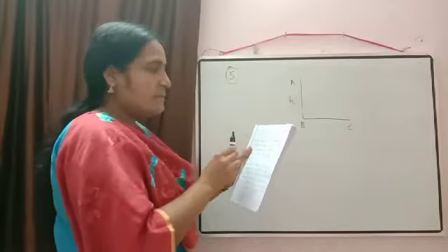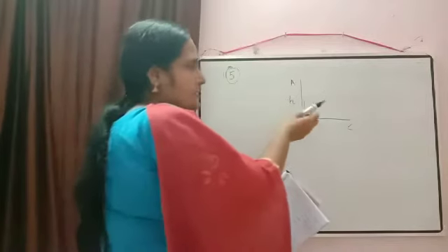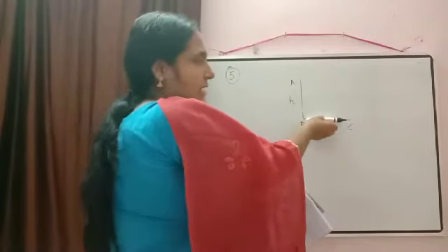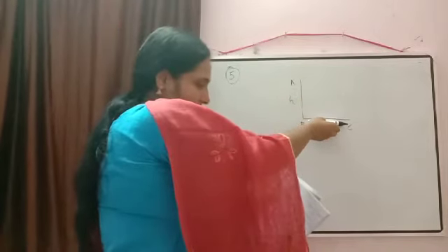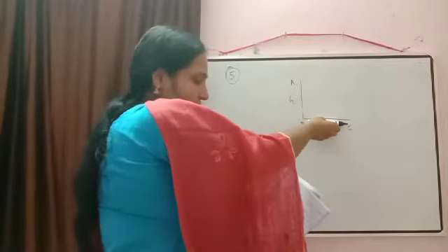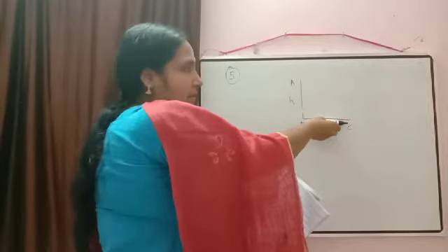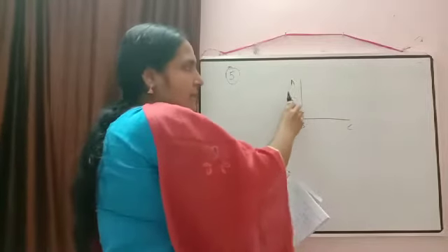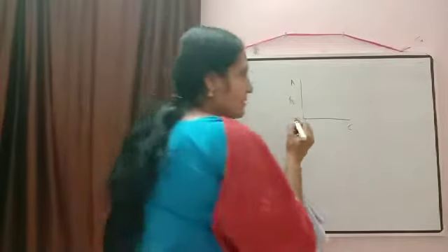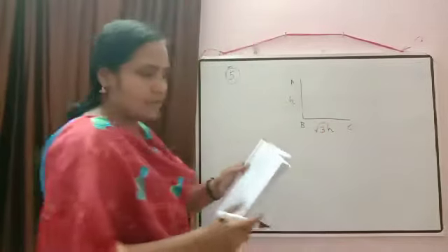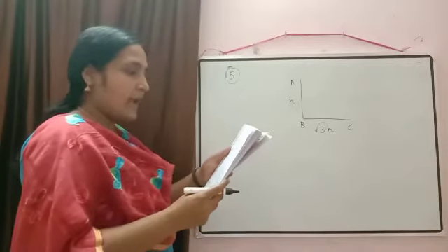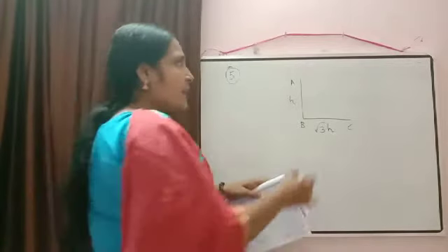The information given is the length of the shadow. This is the shadow which we are getting, the shadow of this tower. The shadow of this tower is root 3 times the height of the tower. We have taken the height of the tower as h, so the length of the shadow is root 3 h. What do we have to calculate? Find the angle of elevation of the sun.